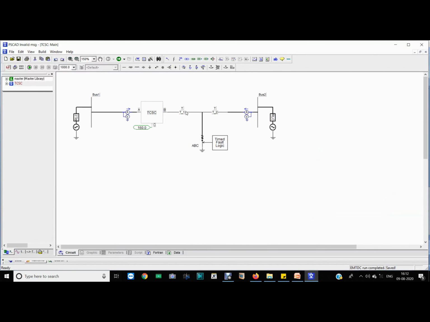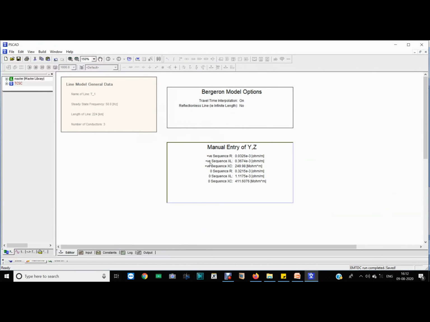go back. Now we can see the positive sequence impedance. Take the positive reactance, because R is very small for a transmission line. For a well conditioned transmission line, XL by R will be very large, so we can neglect R. So take XL equal to 0.3674 times 10 to the power minus 3 ohm per meter, meaning 0.3674 ohm per kilometer, right?